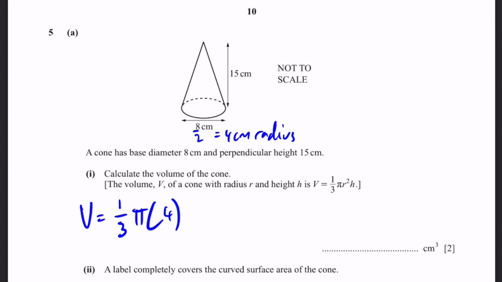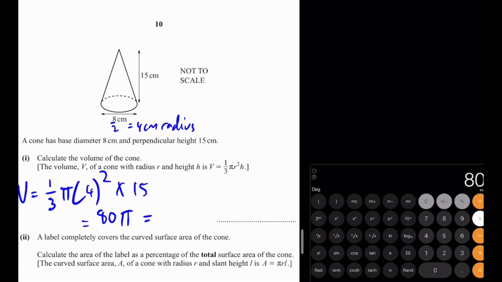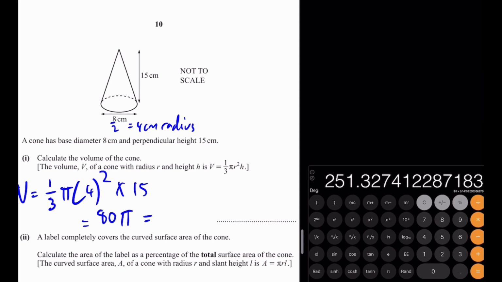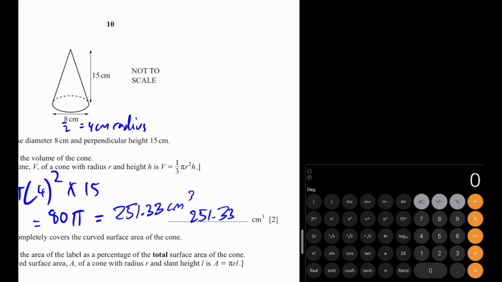So 4 squared multiplied by 15. We can cancel this out to get a 5 over here, and then we'll have 4 squared, 16, so 16 times 5, 80. 80 times pi, and then we can use our calculator to get that. Here we go. 80 times pi, which is equal to 251.33 centimeters cubed. That's the answer. Let's go to part 2.